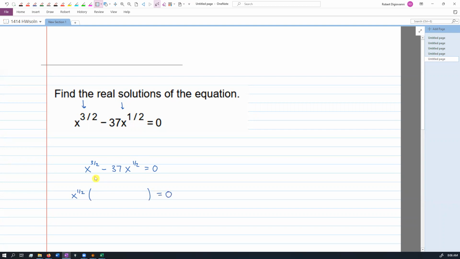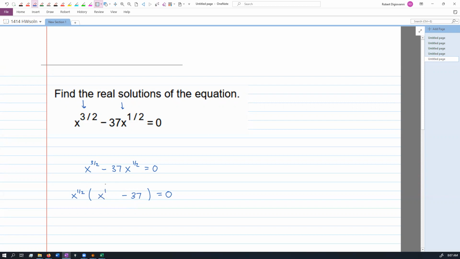So let's start with the last one first. When I multiply this through, I need two terms to be able to come back to this. So I know I'm going to need a minus 37 here, because this times this should give me this. Question is, what do I multiply x to the 1/2 by to get x to the 3/2? Well, it's got to be x itself, x to the first power.